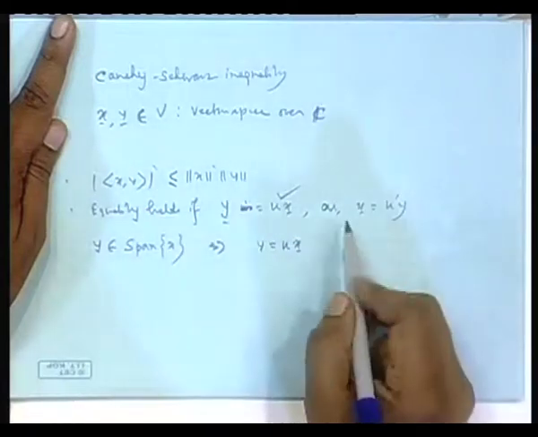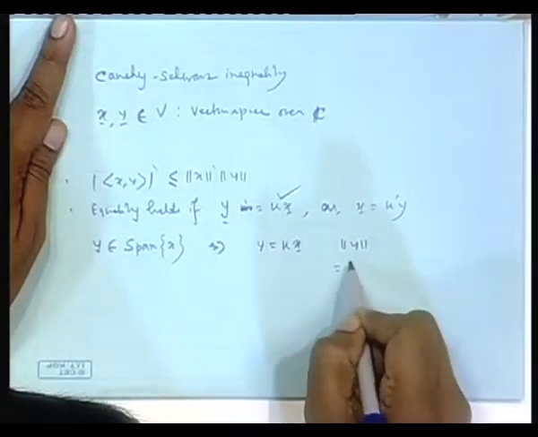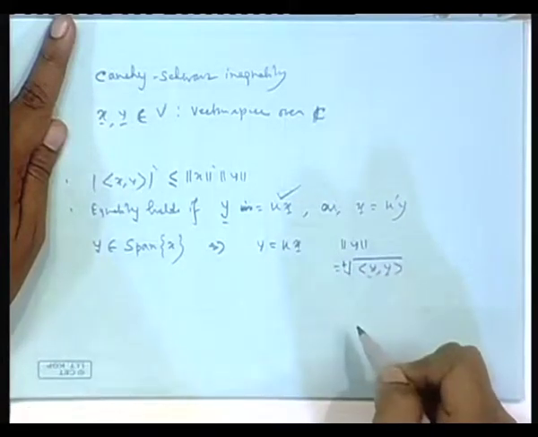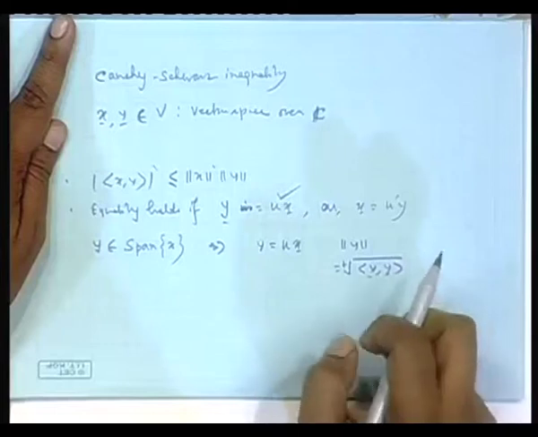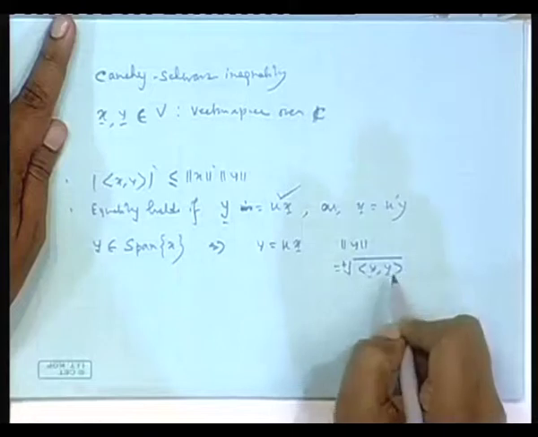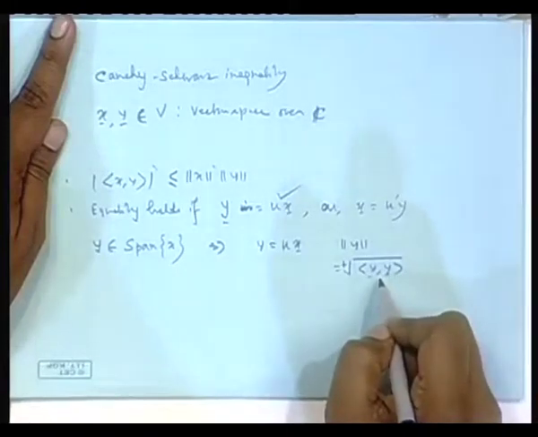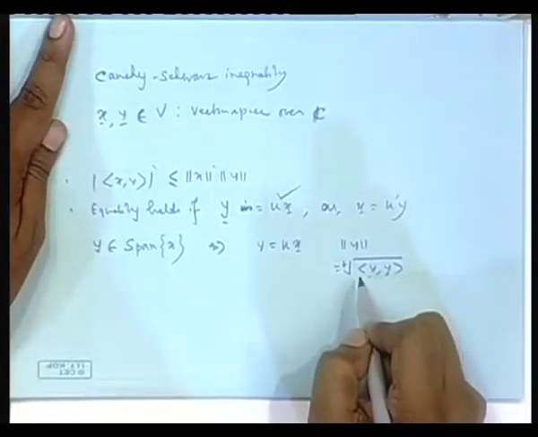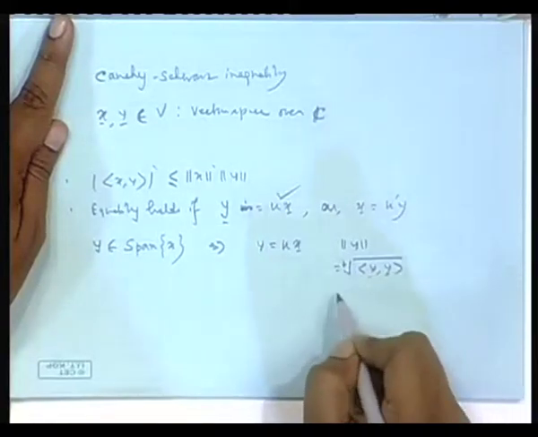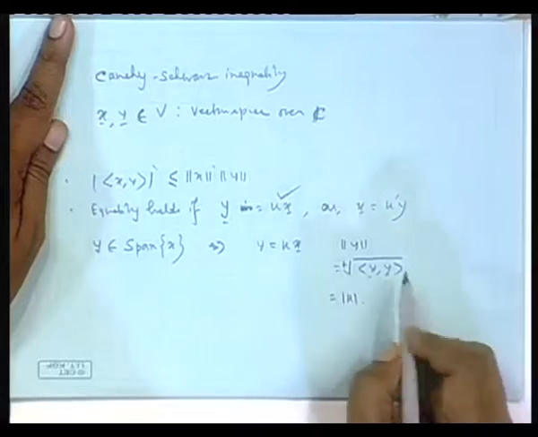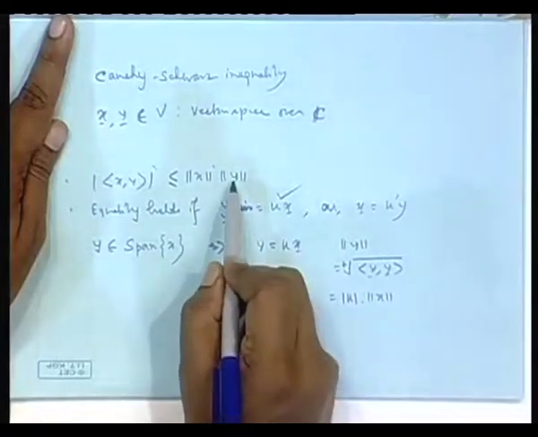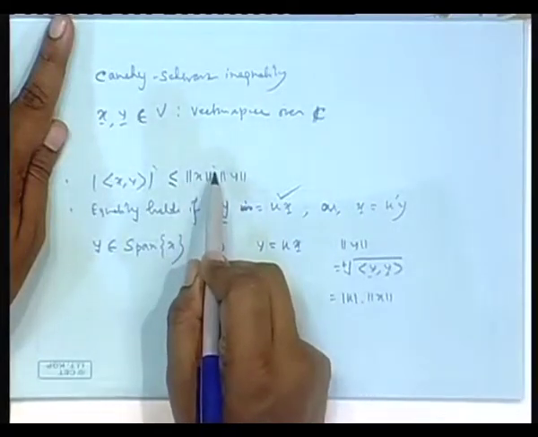After all, what is norm y? Norm y means the positive square root of the inner product with itself. Norm square is the inner product with itself, and norm is its positive square root. Replace y by k x: k goes out as k star, mod k square, x with itself, norm square of x, positive square root. So you get mod k times mod x.